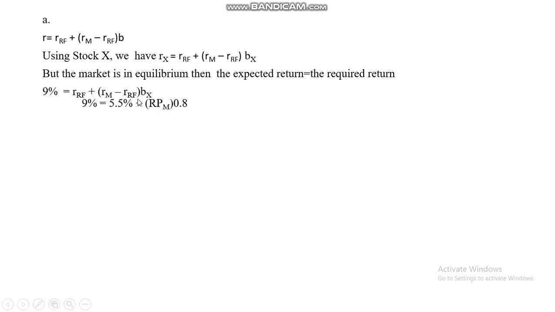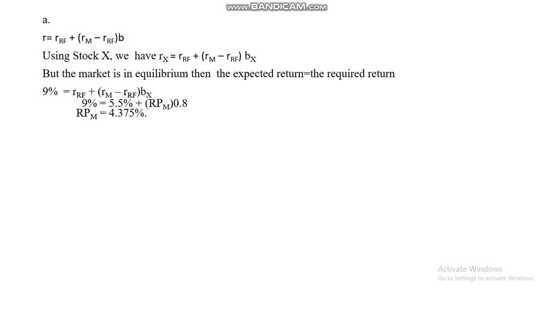times beta X. Okay, so the risk-free rate is 5.5%, beta of stock X equals 0.8, then the market risk premium equals 4.375%.